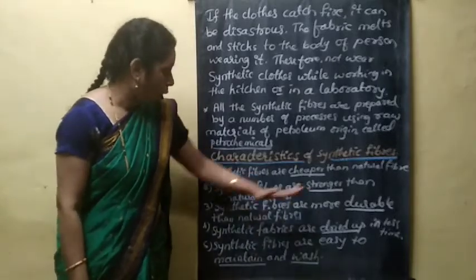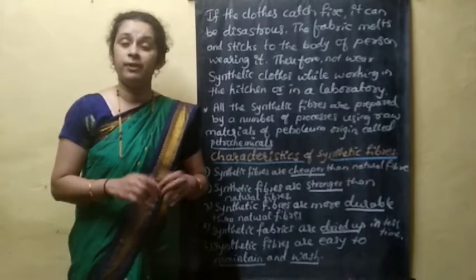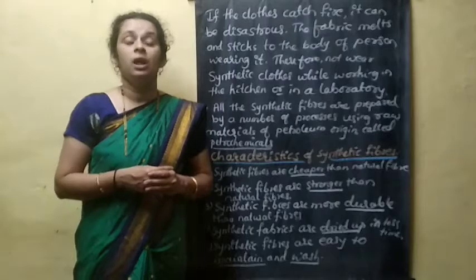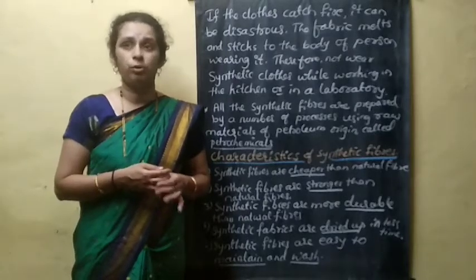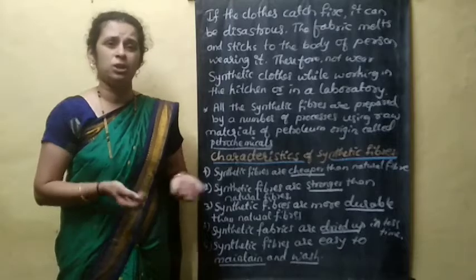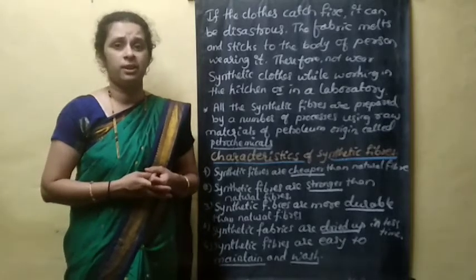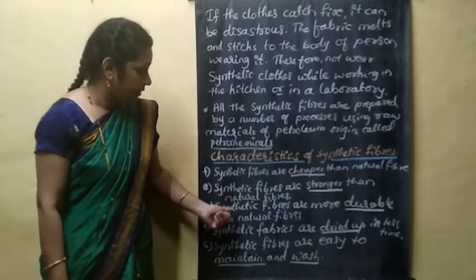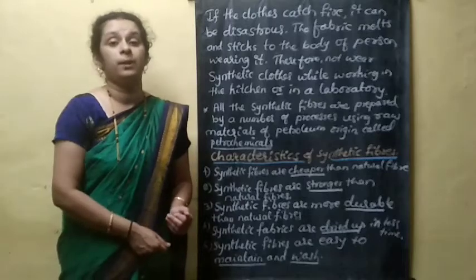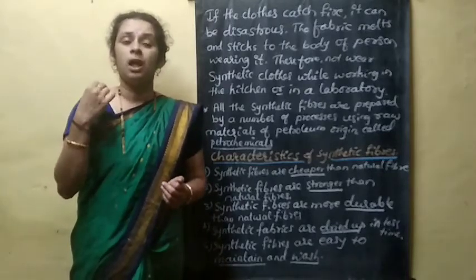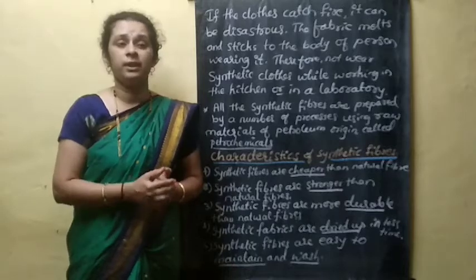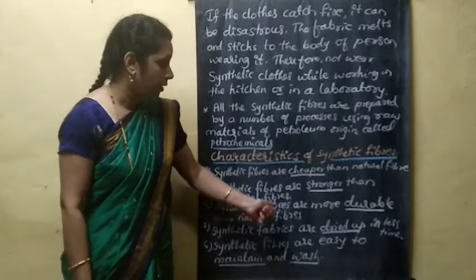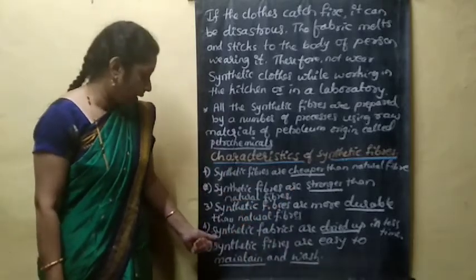Synthetic fibers are stronger than natural fiber. They are very strong, that's why they can be used in rock climbing ropes. You know about that. In parachutes, they are very strong, stronger than steel wire. That's why they are used in different articles. Very important one, synthetic fibers are more durable. They can last for many years. Synthetic fibers are more durable than natural fiber.